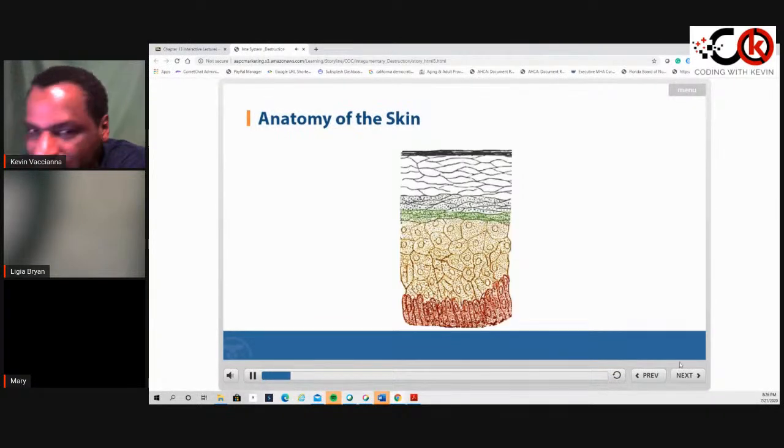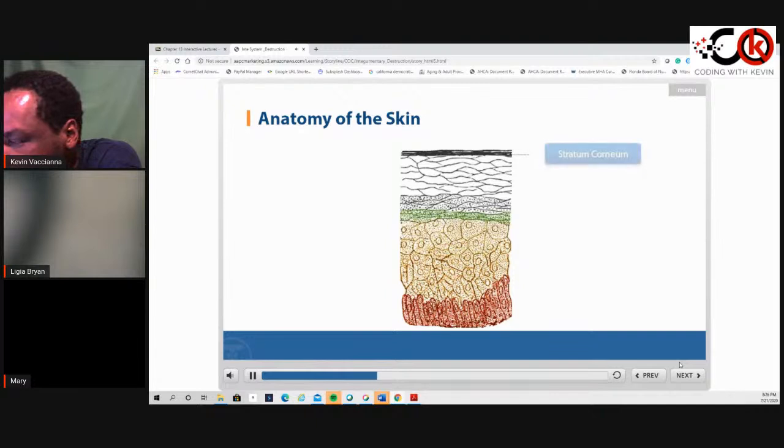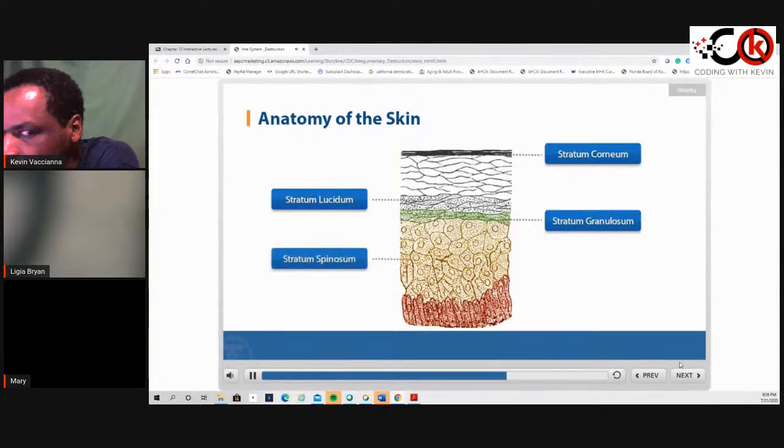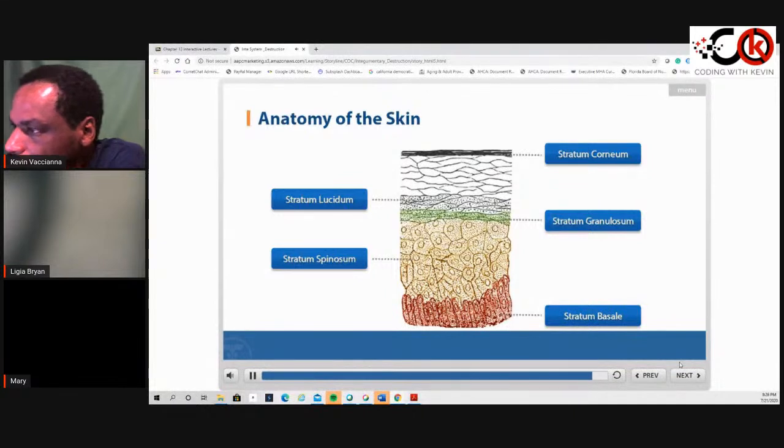The epidermis is further classified into four or five layers, which include the stratum corneum, stratum lucidum, stratum granulosum, stratum spinosum, stratum basale, or germinativum. Click on the buttons to learn more.